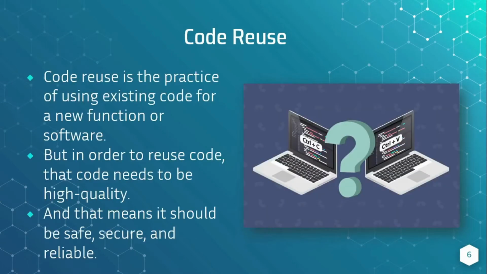Code reuse. Code reuse is the practice of using existing code for a new function or software. But in order to reuse code, that code needs to be high quality, and that means it should be safe, secure, and reliable. By allowing information of a superclass to be taken on by subclasses, the information is said to be reused at the subclass level. All newly created instances of the subclasses would have as part of their definition the inherited information. Employee number, basic salary, and getEmployeeNumber of the employee class, and name and getName of the person class are said to be reused by the manager and secretary class.